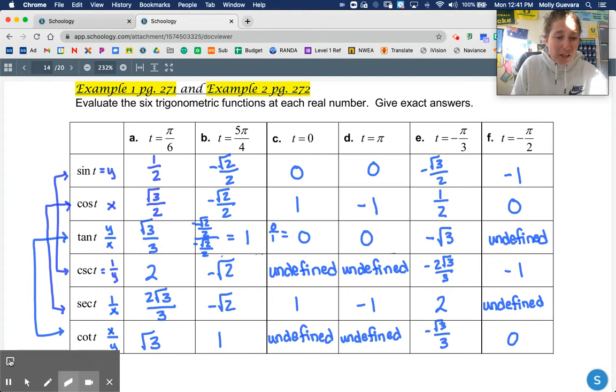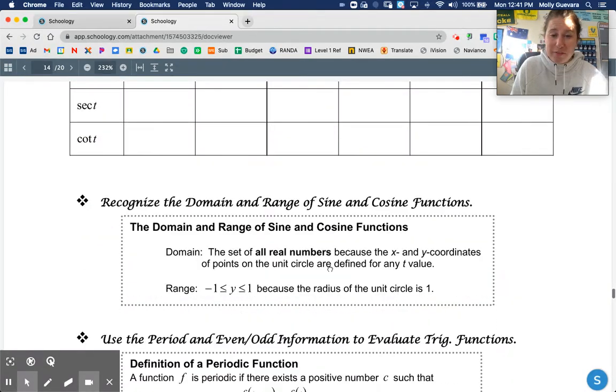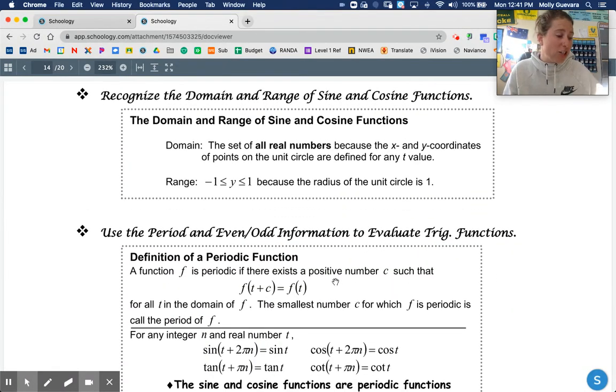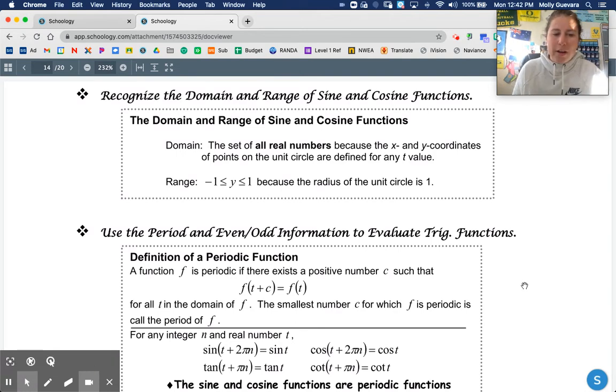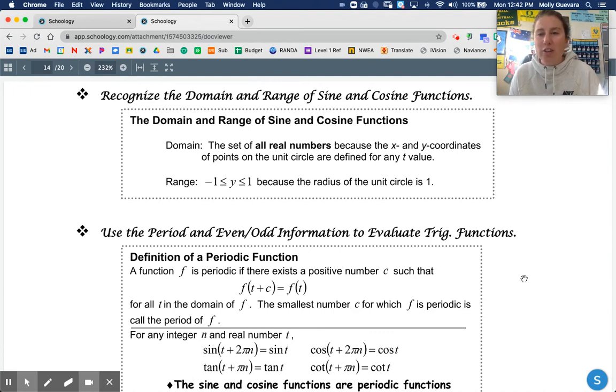The next thing that we're going to look at is sine and cosine specifically, and we're going to talk about the domain and range and how we use information about sine and cosine to help us solve problems. First, let's talk about the domain and range of sine and cosine. When we think of domain and range, we think of the vertical line test, but you can't use it on the unit circle, which is confusing because it's a circle.